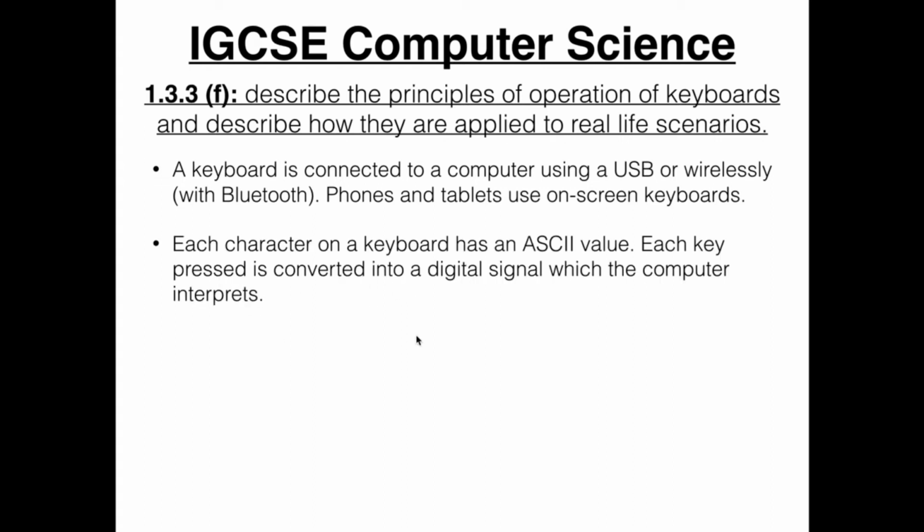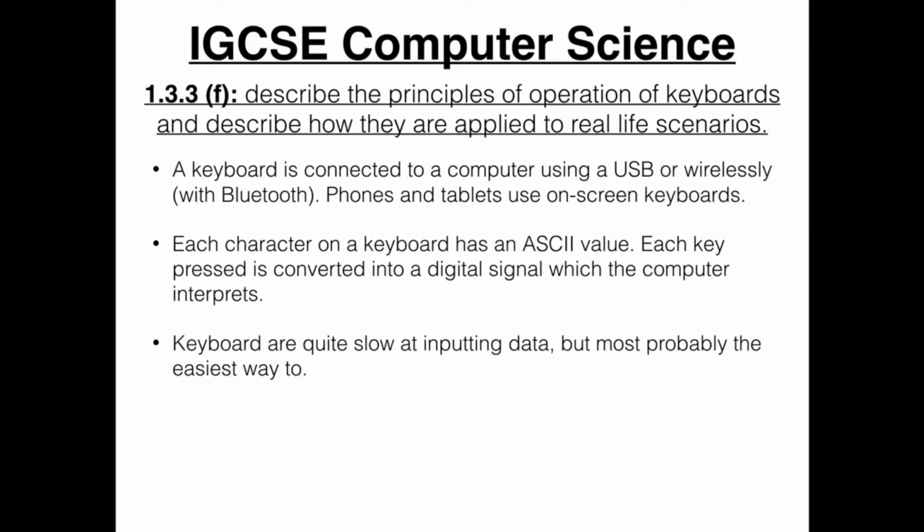Each character on the keyboard has an ASCII value. Each key pressed is converted into a digital signal, which the computer interprets. We looked at ASCII in another video, the hexadecimal video, so it's pretty much like that. Whenever you press a key on the keyboard, the signal, the ASCII value, is sent to the computer and interpreted. But keyboards are quite slow at inputting data.